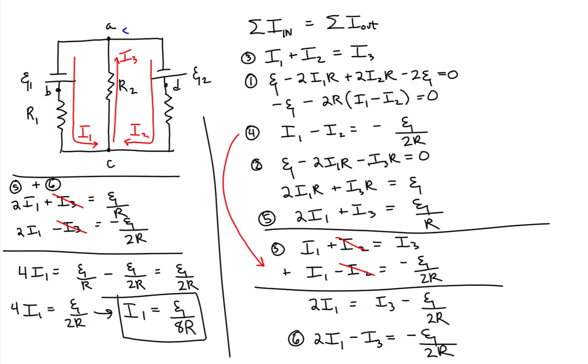Now that we know current 1, we could use a relationship that has both current 1 and another current in it, such as current 2. So let's look at this relationship right here, relationship 4. This says the difference between current 1 and current 2 is equal to minus the EMF of battery 1 over the resistance of resistor 1.